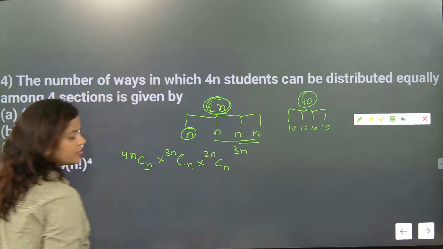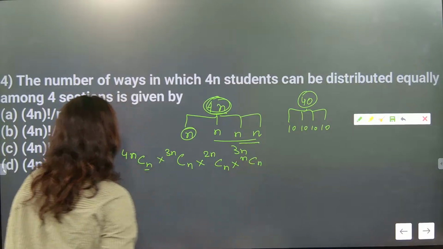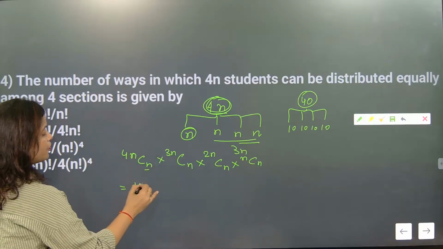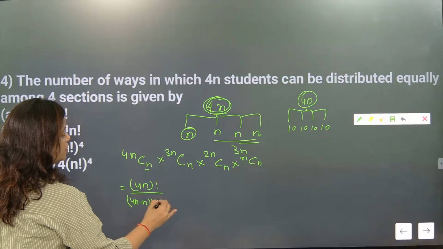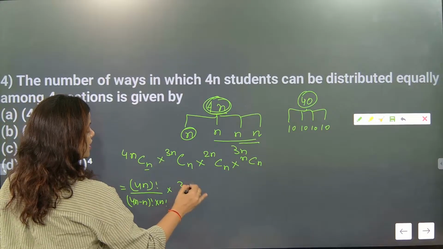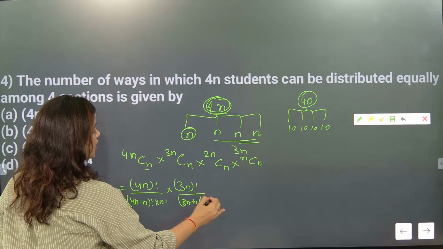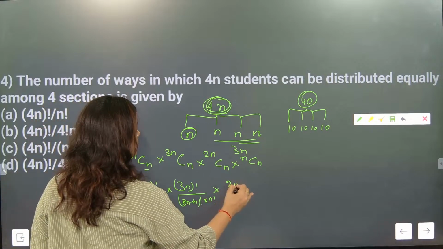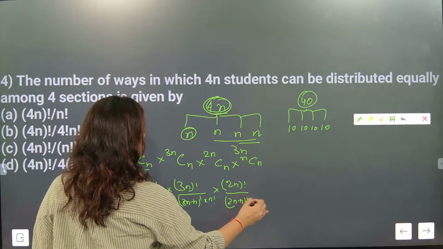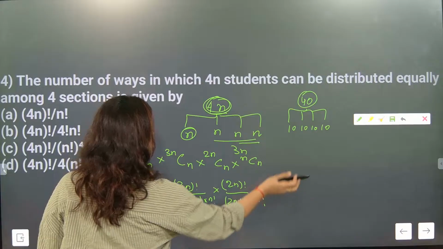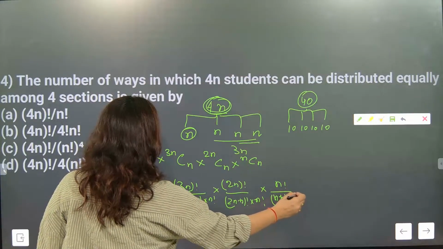How many students are we going to get? n. How many are left? n. And how many are distributed? n. So now what is the formula? 4n factorial by 4n minus n factorial into n factorial, into 3n factorial by 3n minus n factorial into n factorial, into 2n factorial by 2n minus n factorial into n factorial, and here n factorial by n minus n factorial into n factorial.